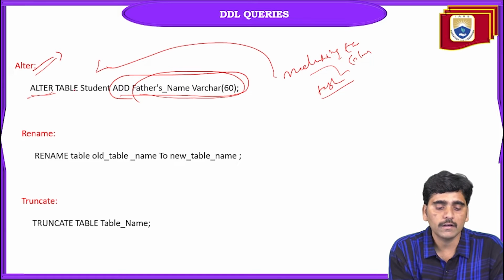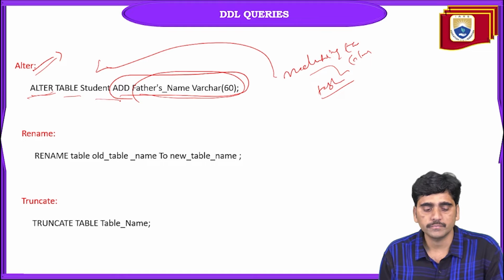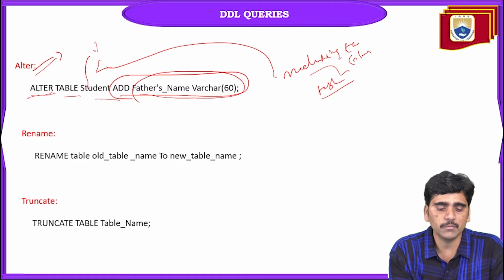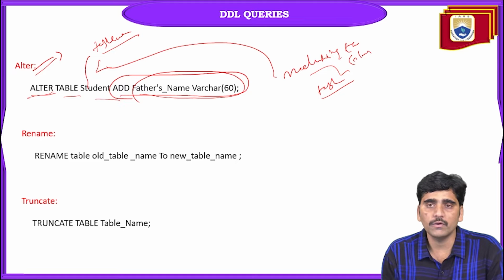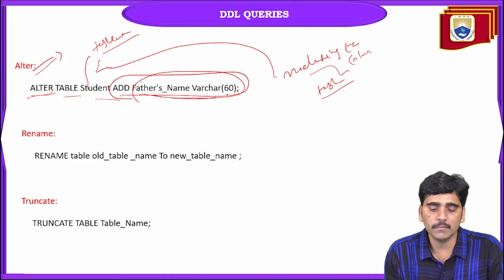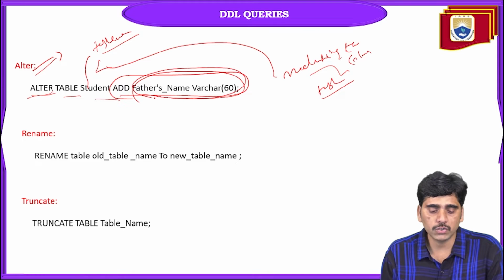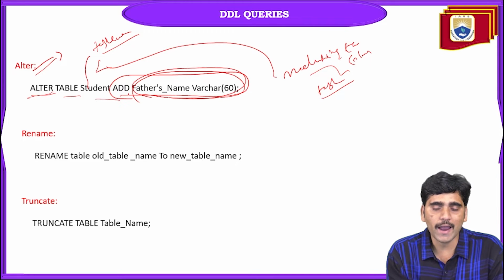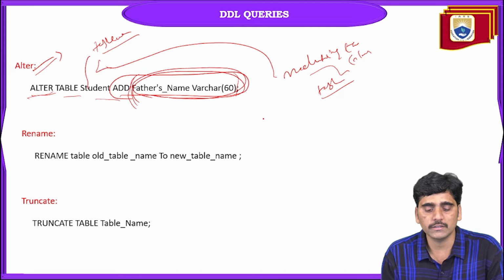So alter table student, where student is what? Table name. Alter table name, and the column we are going to add is what? Father's name. So we specify add as the command, father's name, varchar. Add father's name varchar of 60.